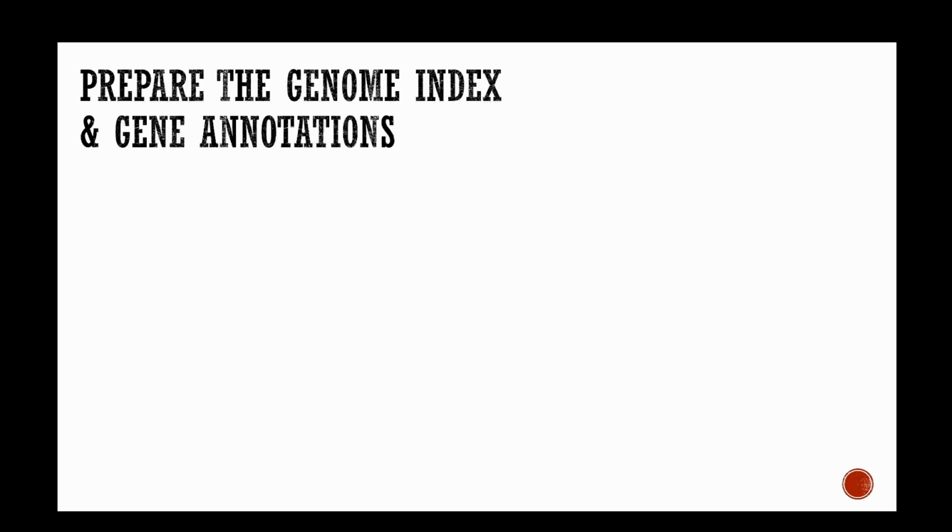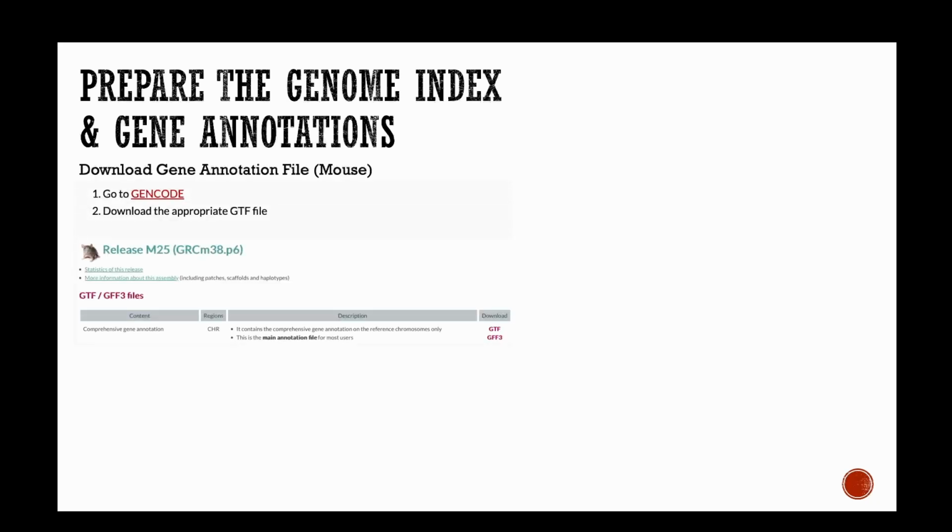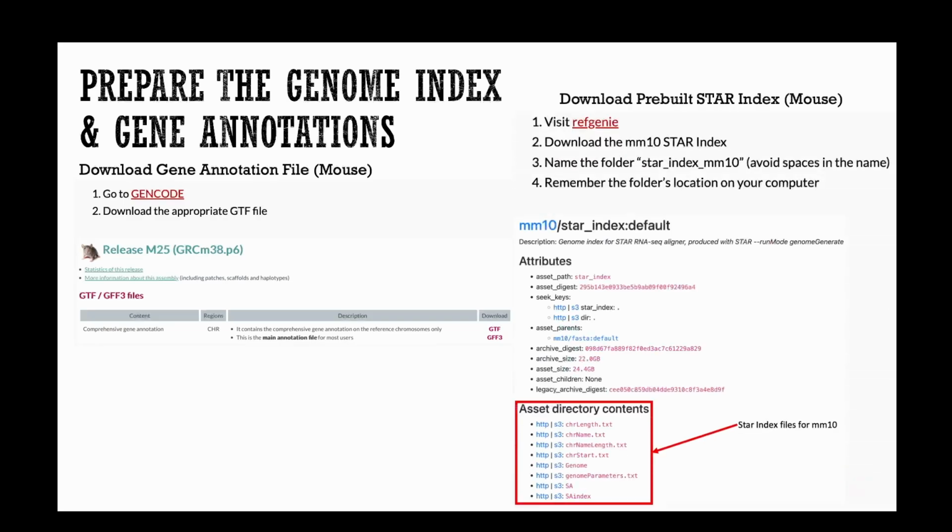Next, we prepare the genome index and the gene annotations. First, we download the gene annotation file for mouse because we have a mouse dataset. We go to GENCODE and download the GTF file, which contains all the detailed information about the genes in the genome.